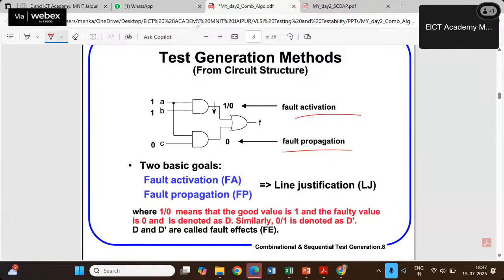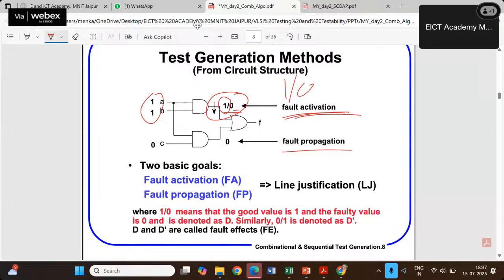So let's say this is stuck at 0. If this is stuck at 0, then what is our goal? Our goal is to bring it to 1. Bringing 1 means I need both of the inputs as 1. So this is the fault activation. First we will do that. Once the fault is activated, it means I have 1, 0. 1 was the true value, 0 is the faulty value.